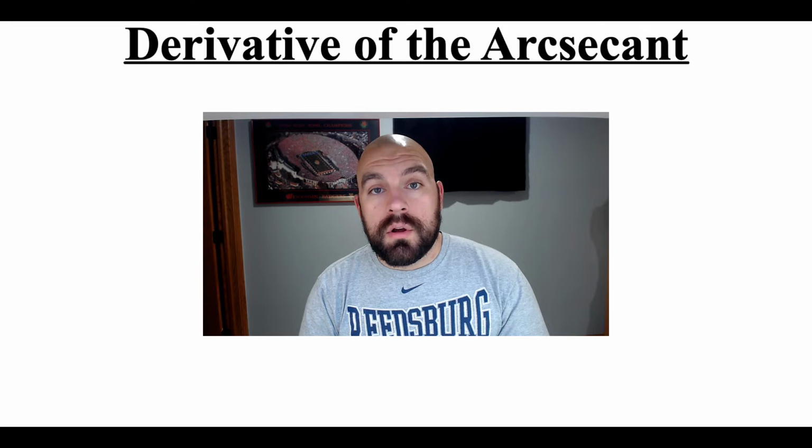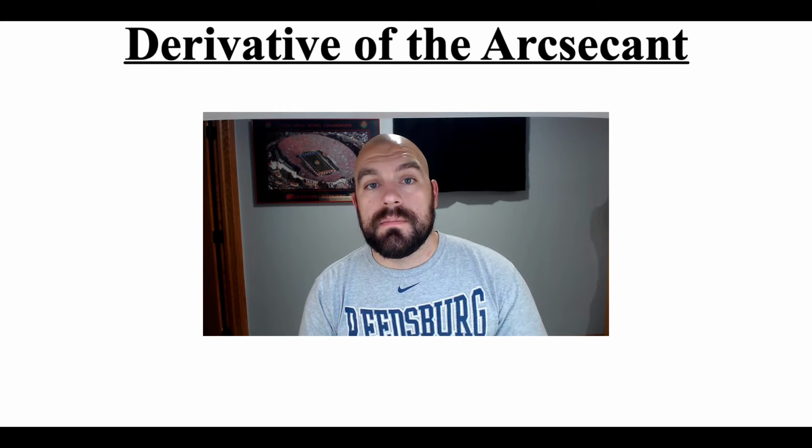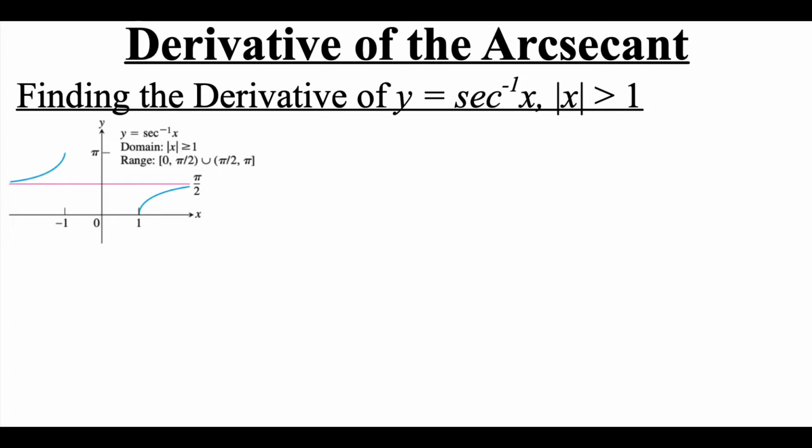In this video, we're going to look at the derivative of the arcsecant. As we're looking at finding the derivative for y equals the inverse secant of x, we need to make sure that we're dealing with x values whose absolute value is greater than 1. The reason why is, as we look at the graph of the inverse secant, it's not defined between -1 and +1. It's only defined to the left of -1 and to the right of +1. So the absolute value of x has to be greater than 1 in order for us to be able to do this derivative.